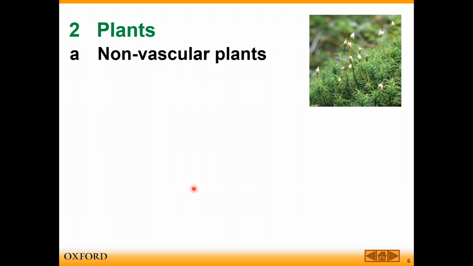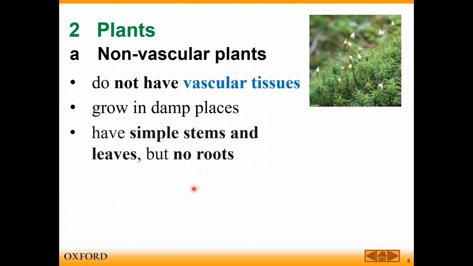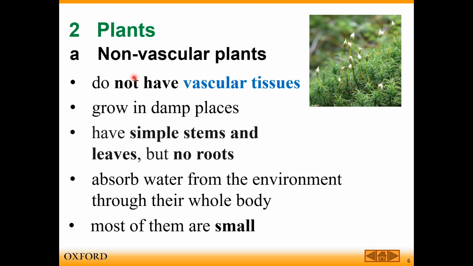So we just talked about vascular plants. Now we talk about non-vascular plants. Non-vascular plants do not have vascular tissues and they grow in damp places. They have a simple stem like this. See my red laser here. This is a simple stem and simple leaves, but there are no roots at all. They can absorb water from the environment through their whole body. Most of them are small.